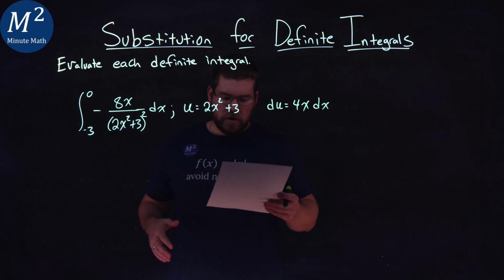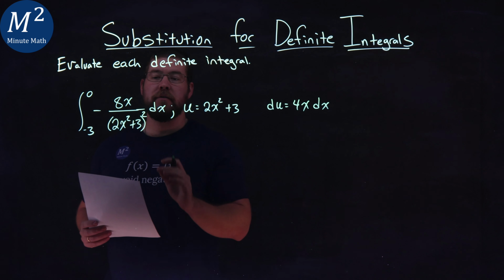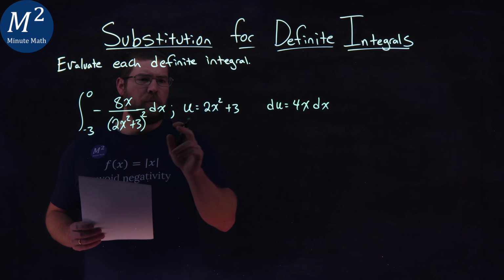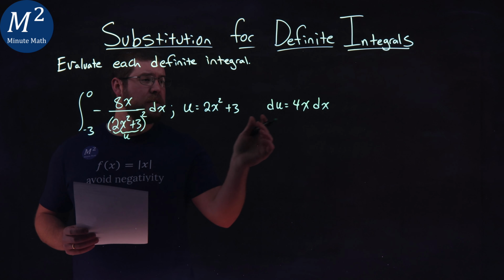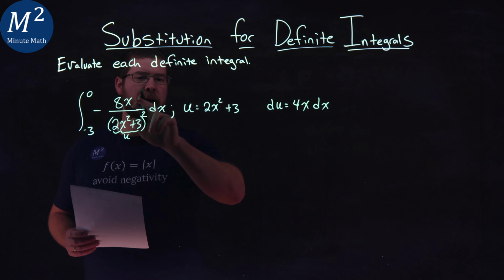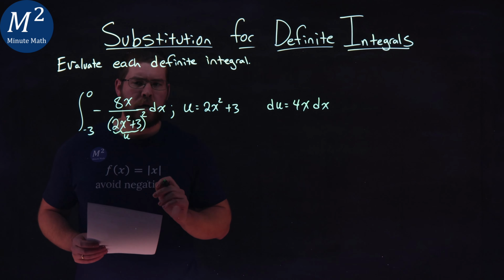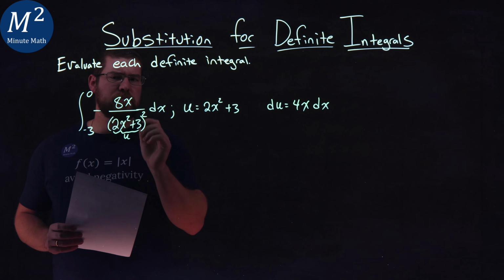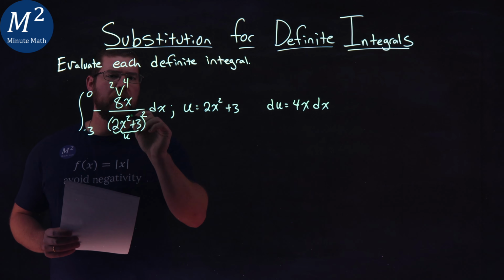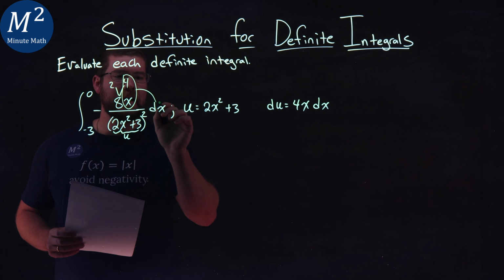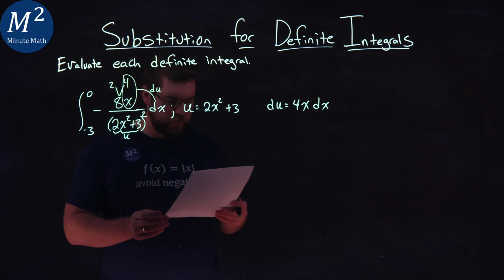Okay? So with that, we want to see how we can write this in terms of u. Well, right now my u clearly is that 2x squared plus 3. My du is a 4x dx, but we have an 8x dx right here. Well, 8 breaks apart, right, to be 2 times 4. And now we see our 4x dx being the du right there. Okay?